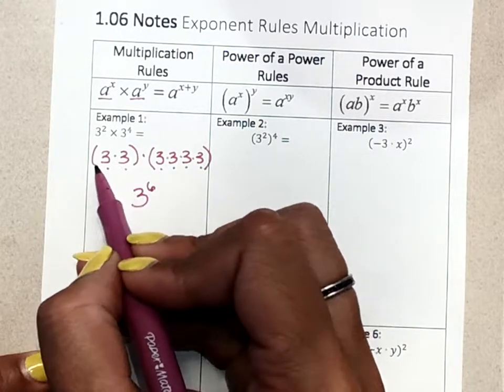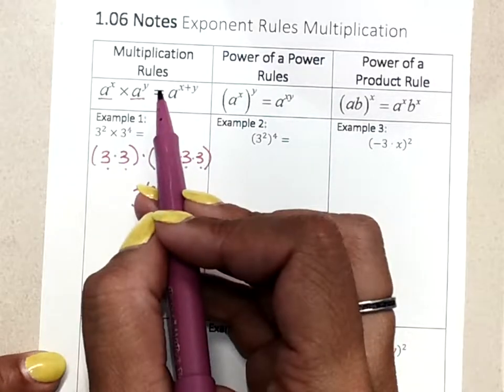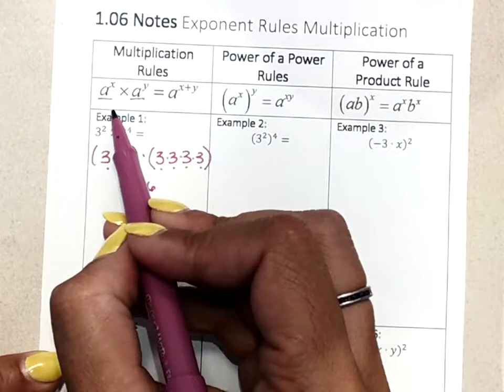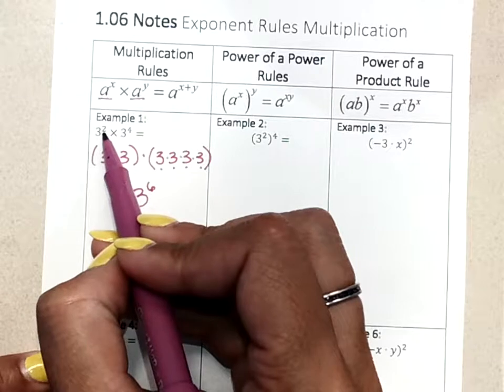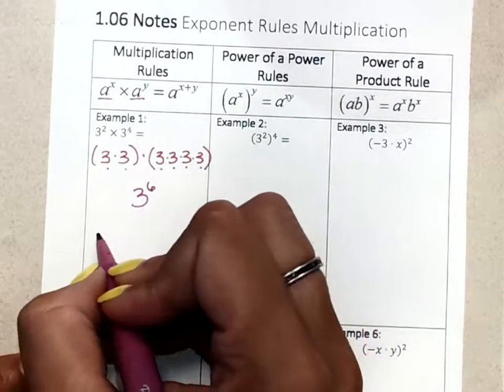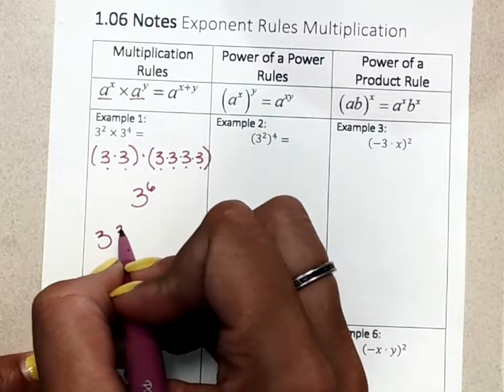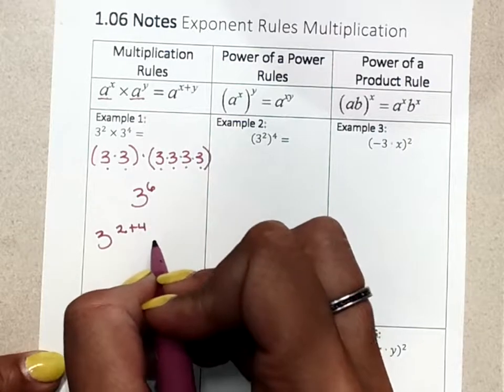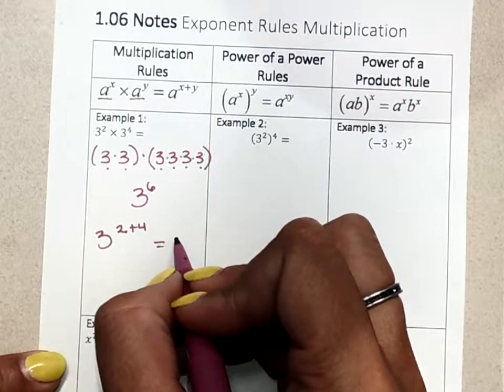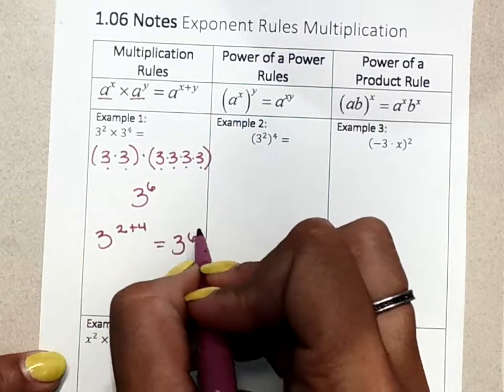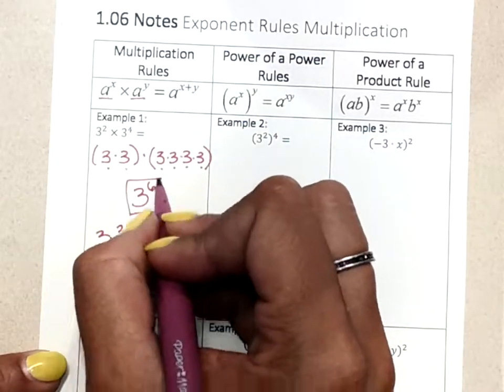If you want to skip this step, you would memorize the rule and see that if you have the same base, you're allowed to add the exponents. So if I followed our rule, that would give me 3 to the second power plus 3 to the fourth. And once I add those exponents together, I would get 3 to the sixth. So you can get your answer either way.